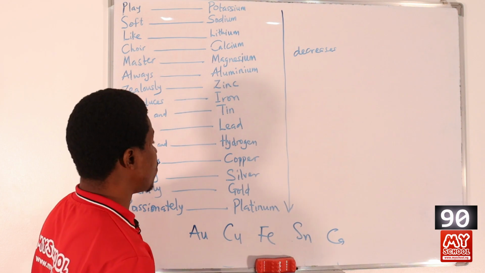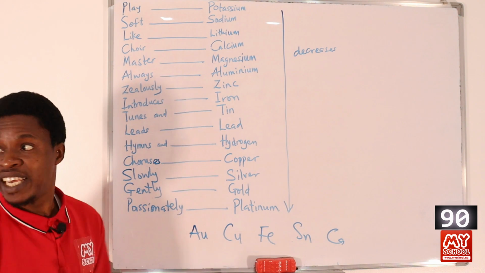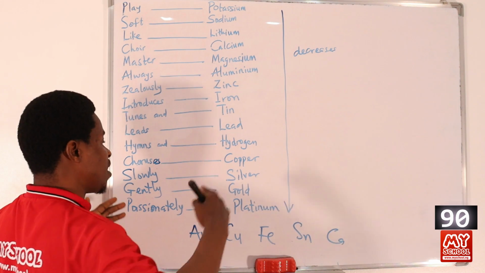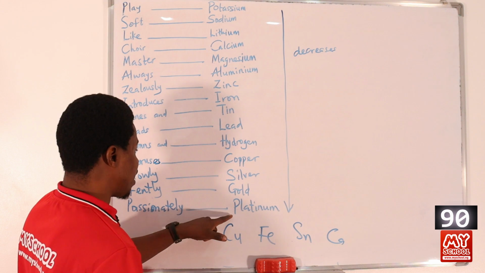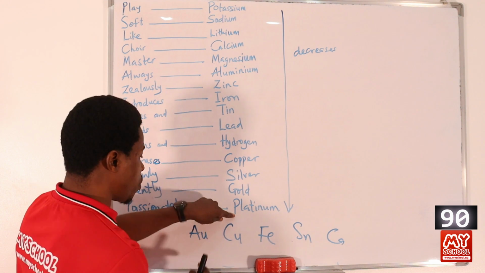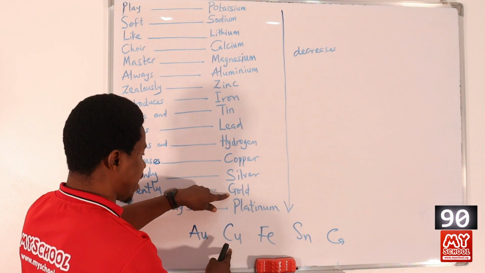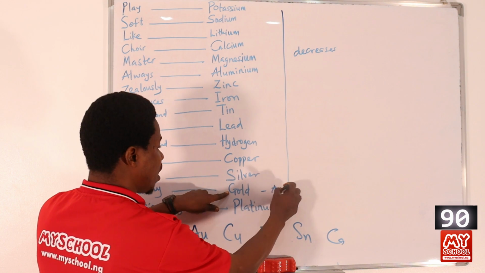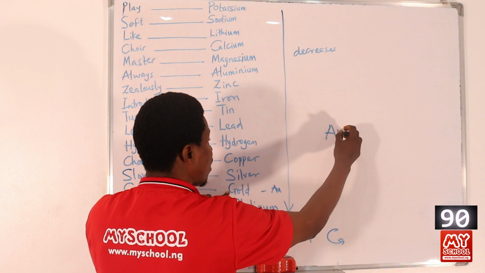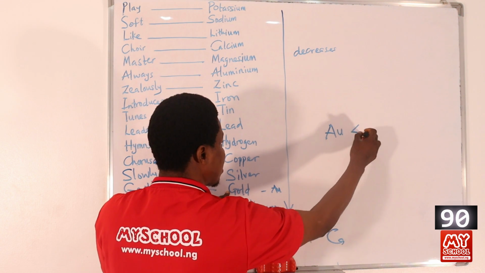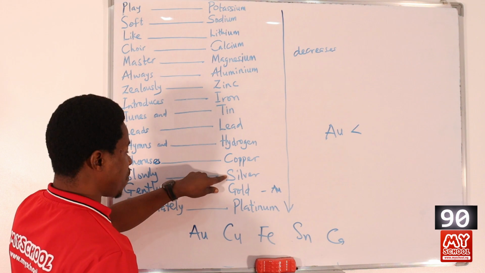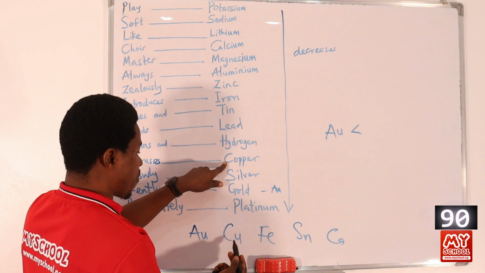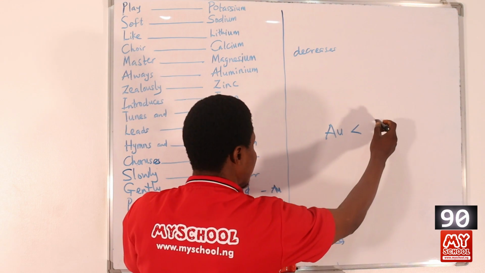So let's arrange them in order of less than, that means in increasing order. Let's start from the list. Platinum, we don't have platinum here. Gold, do we have gold here? Yes, we have gold. That is our Au. Please don't forget the symbol for gold is Au. So Au is less reactive than, do we have silver there? Silver, Ag, we don't have silver. Copper, yes, we have copper here, Cu. Less than Cu.